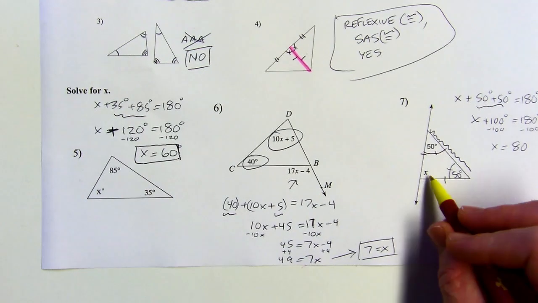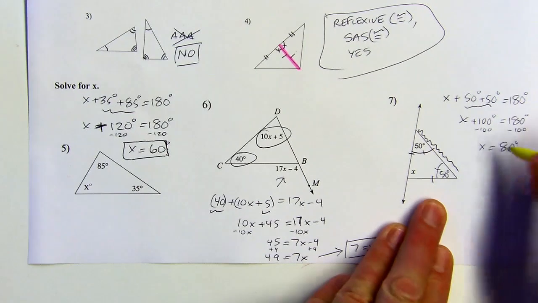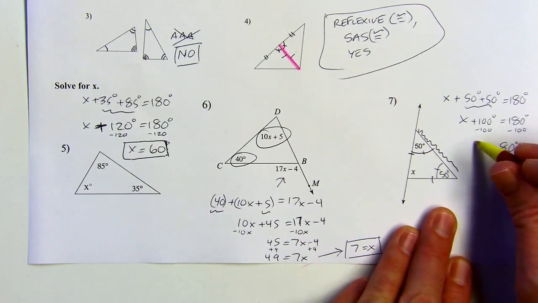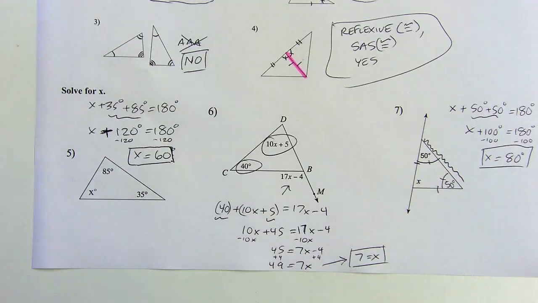I would need the degree symbol, right, because I'm saying that this angle is 80 degrees there, and the degree symbol isn't in the diagram. Okay, and that's the end of the warm-up, and I'll see you next time.